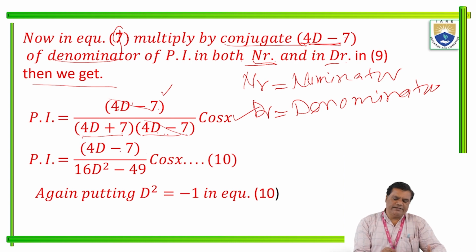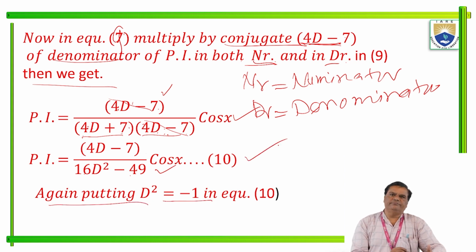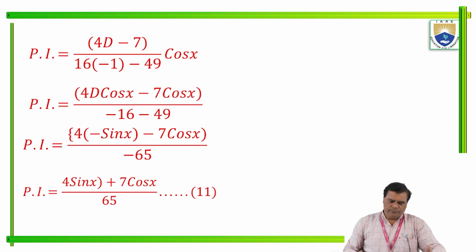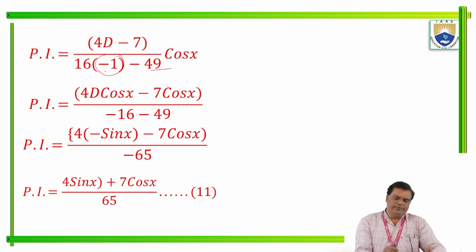So for 4D minus 7 upon (4D plus 7)(4D minus 7), we apply the formula (a plus b)(a minus b). So 16D square minus 49, cos x. Again putting D square equal to minus 1 in equation 10: 4D minus 7 upon 16 into minus 1 minus 49. So minus 16 minus 49 is minus 65.